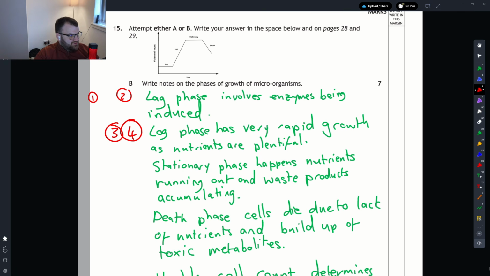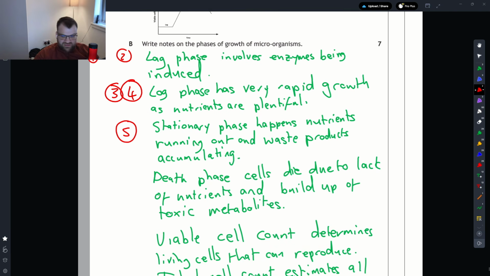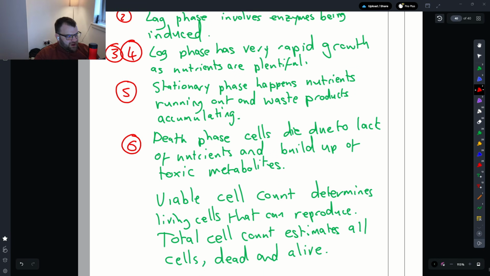And, or so we get 1 for that. It says that, or the toxic things are building up. For that one, death, toxic accumulation of metabolites, nutrients have run out, lack of nutrients, build-up. That sounds like the same sort of thing. And then they're giving you a mark for either viable or total. Viable, living microorganisms. I've said that. Total estimates all cells, dead and alive. That would give you that one.